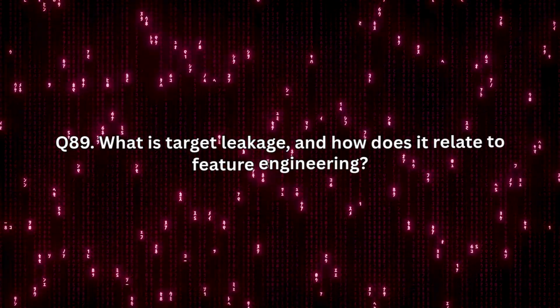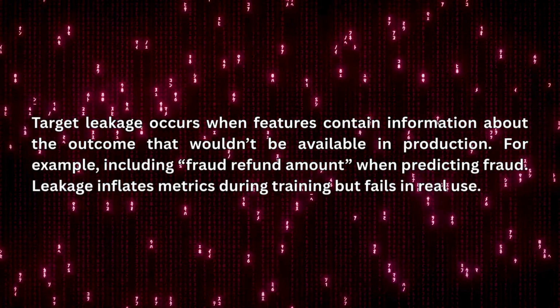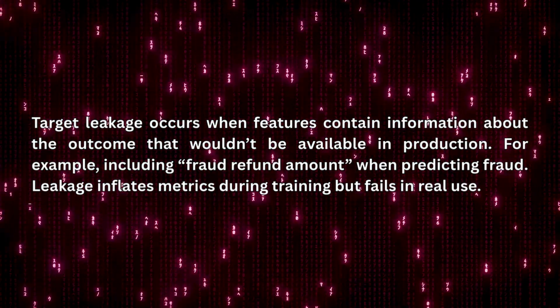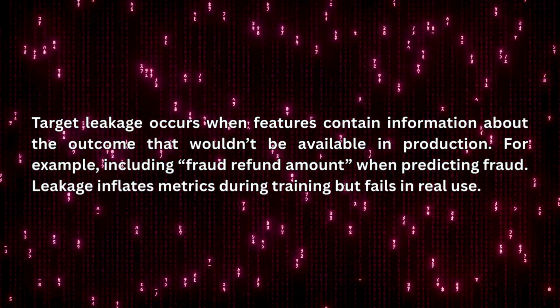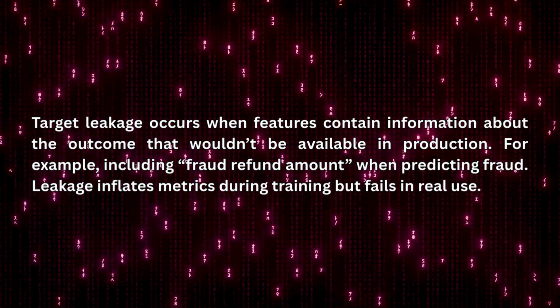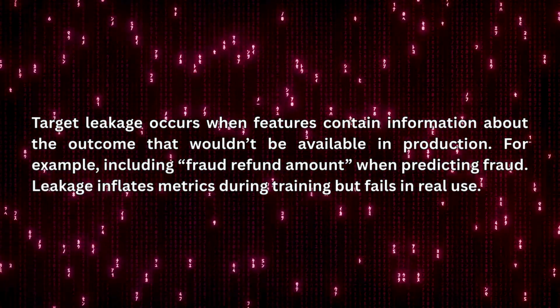What is target leakage, and how does it relate to feature engineering? Target leakage occurs when features contain information about the outcome that wouldn't be available in production. For example, including fraud refund amount when predicting fraud. Leakage inflates metrics during training, but fails in real use.